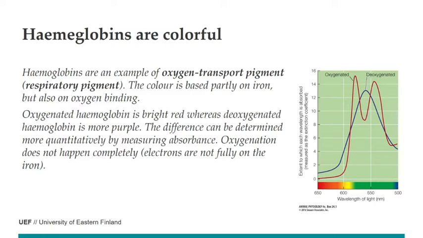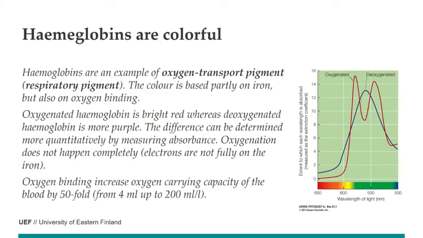And it can be determined more quantitatively by measuring the absorbance. If it's oxygenated, if the oxygen is bound, there are two peaks at different wavelengths than in the deoxygenated hemoglobin. And even when it's fully oxygenated, the iron is still not completely oxidized. So it's not giving electrons from the iron, because otherwise the iron would turn into a form that is not anymore accepting oxygen.